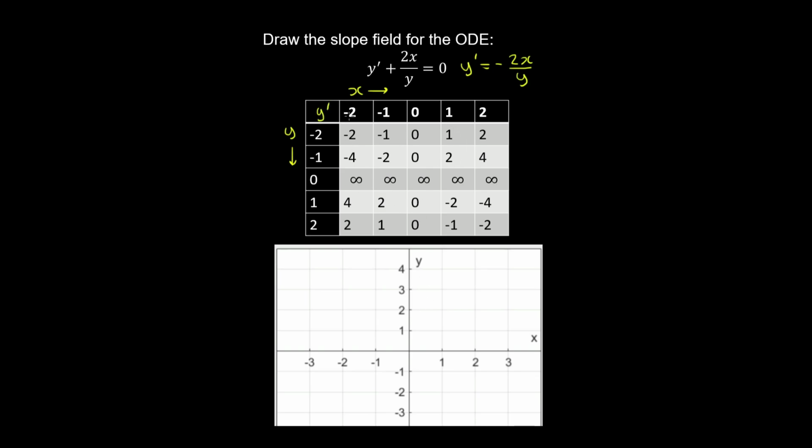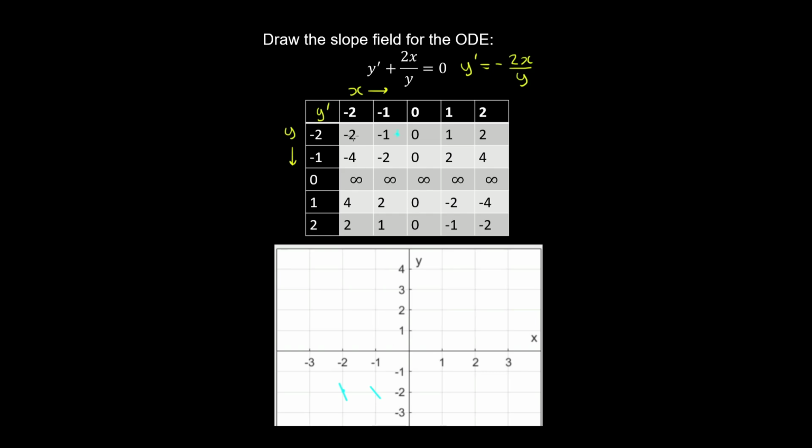And then what you do is plot these at different parts of the graph. So for example, at x equals minus 2 and y equals minus 2, the slope is negative 2. So it will look something like this. And at x equals minus 1 and y equals minus 2, the slope is negative 1. So it will look something like this.